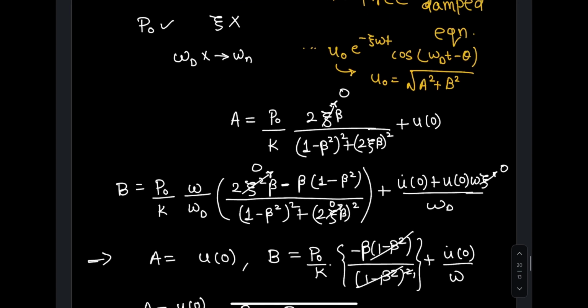U naught is also defined as ust naught into rd, where ust naught is the static displacement and rd is defined as the dynamic amplification factor. So ust naught is given by the static displacement, that is force by stiffness, p naught by k, and rd is given by 1 upon 1 minus beta square.